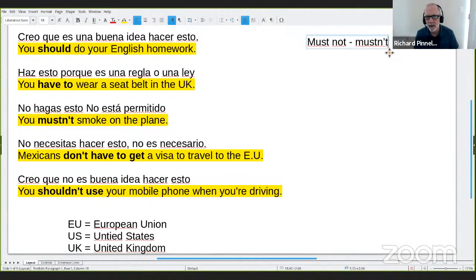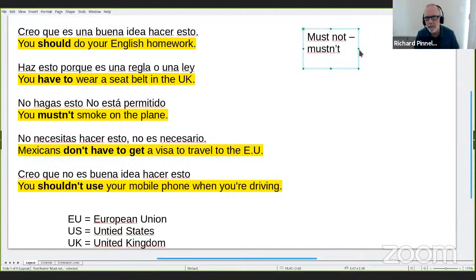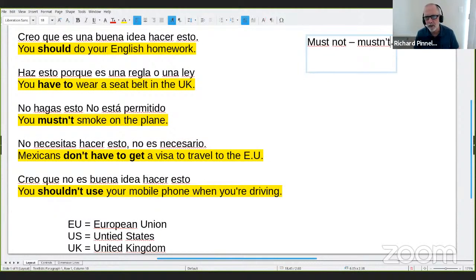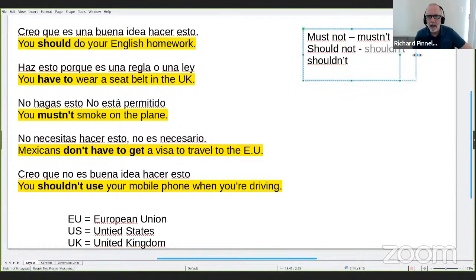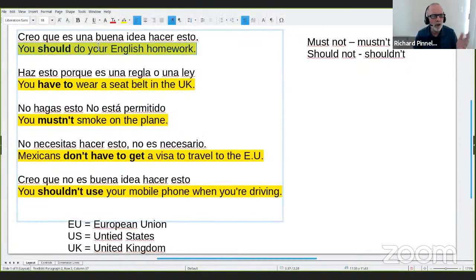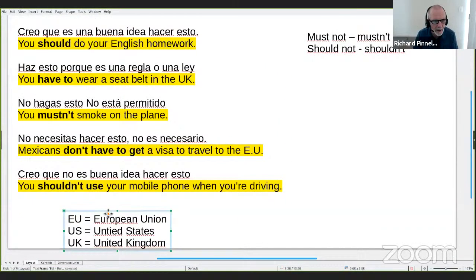So we've got the negative of must. Hold on, let me move that. The negative of must is mustn't. And the negative of should is should not or shouldn't. So, este es como el positivo. You should do your English homework. You shouldn't. Son recomendaciones. Okay, very good. I think vamos a seguir.